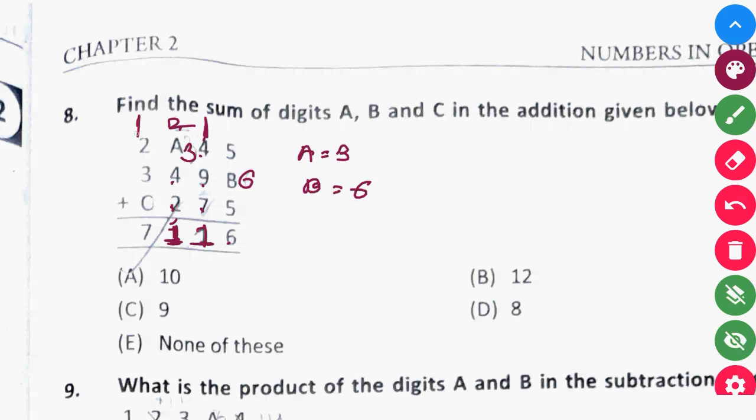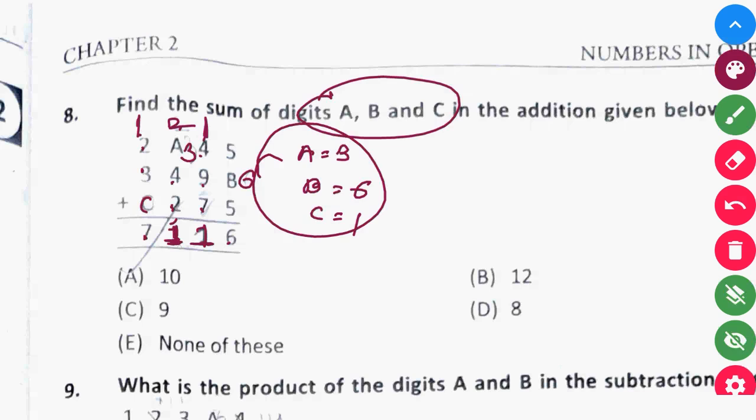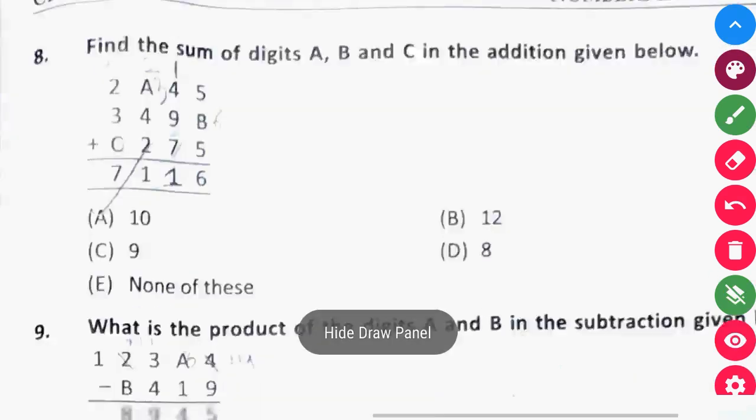Now 11 is the sum. So 1 will be carried forward. Now 2 plus 1 is 3, plus 3 is 6. But here 7 is the total sum. So C's value is 1. Now we want the sum of all these 3 digits. So add all of them. So the answer is 10. Okay. So this is the way to solve.